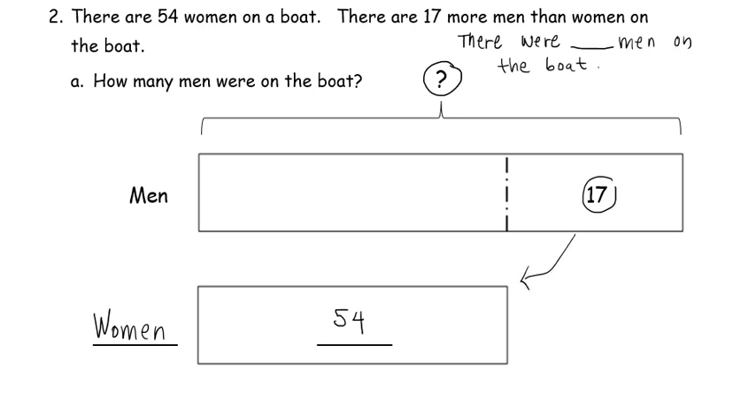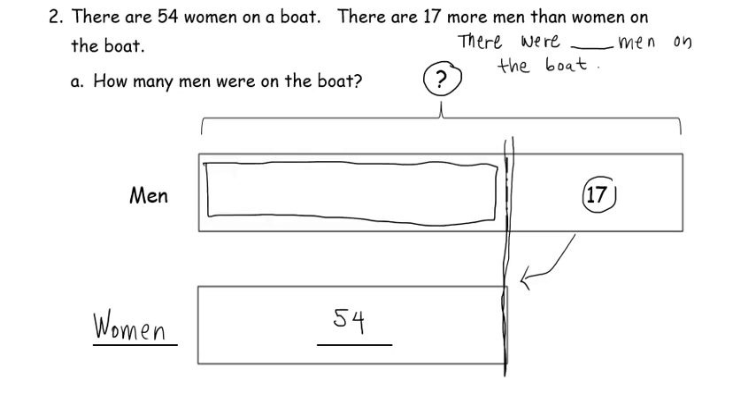We also know that if they had the same amount of men as women, both tapes would have stopped in the same spot. That means that to figure out this portion of the men's tape, we would just match it up to the women's. So if there were 54 women, then this part of the men's tape would also be 54. So now we know that 54 plus 17 will give us the number of men.